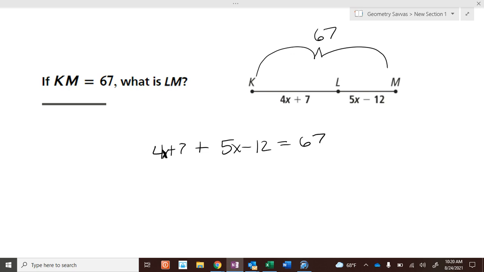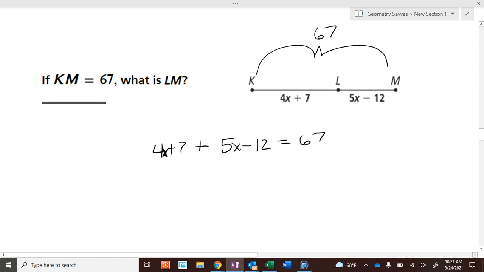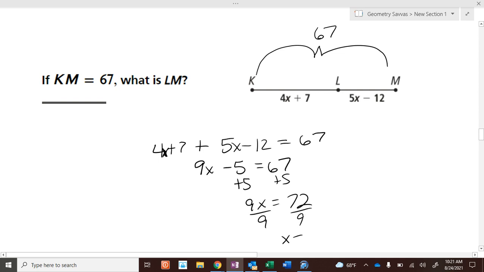Combine like terms. So, Mr. Gabriel, what do I mean by combine like terms on the left side of my equation? Yep. So 4x and 5x make 9x. 7 minus 12 is negative 5 equals 67. All right. Now I need to solve that equation. How do I solve that equation, Ella? Add 5. So 9x equals 72. And then what would I do, Ella? Divide by 9. X equals 8.